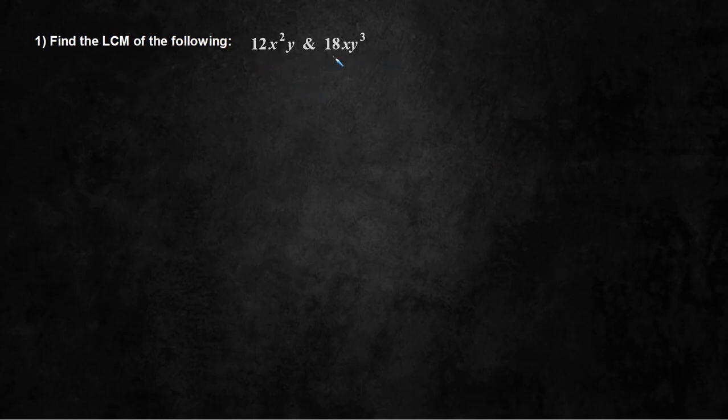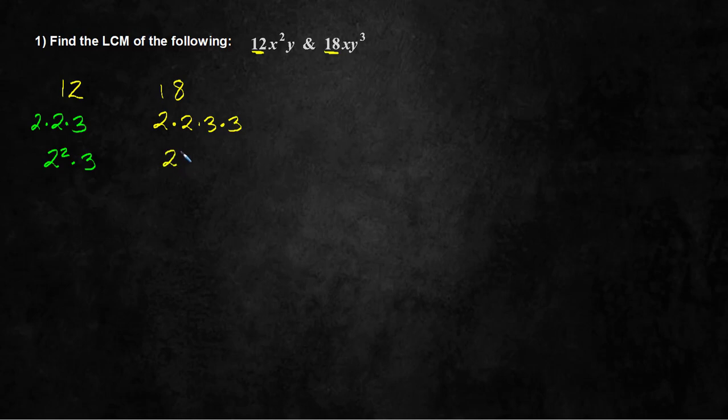So sometimes your LCMs will have no addition or subtraction, and so to find the LCM of these, let's first look at the numbers. So we need to find the LCM between 12 and 18. And so 12 is made up of 2 times 2 times 3, or can be rewritten as 2 squared times 3. 18 is made up of 2 times 2 times 3 times 3. And if you have troubles trying to get to the prime factorization, you can use that upside down division we used earlier this year.